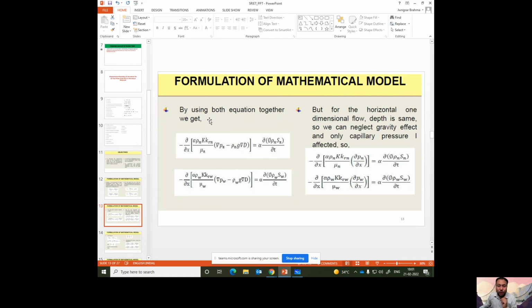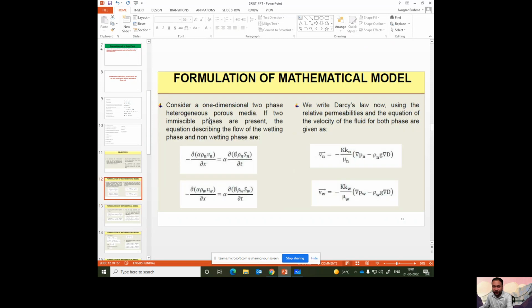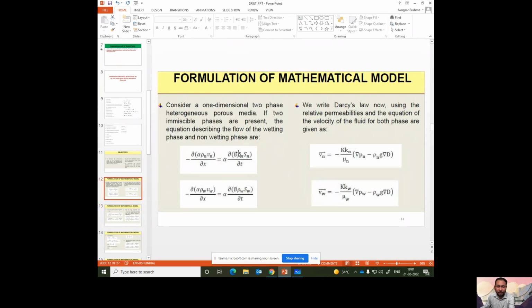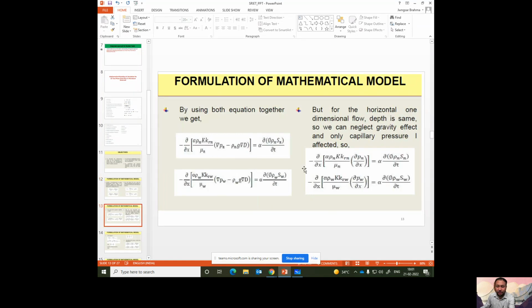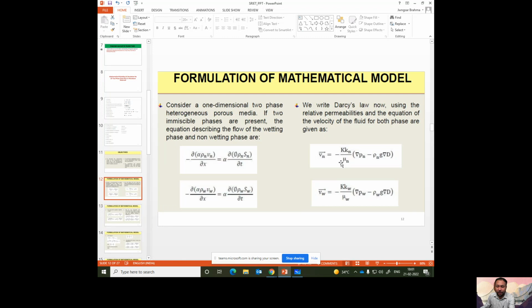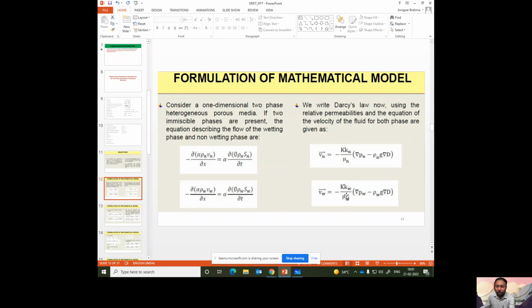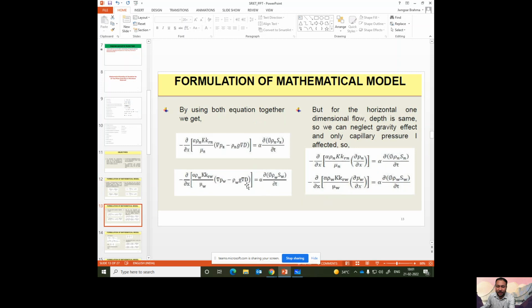By using both equations together, now what we are trying to do is this. I am trying to put the value of V here. Just look here, right? We try to put the value of V here. Just look at the previous slide. The right hand side is this, right? And on the left hand side, I put the value of V. This is the value of V. I have put it here, right? For the non-wetting phase, I have put the value of V from here. After putting it, I can get these two equations.